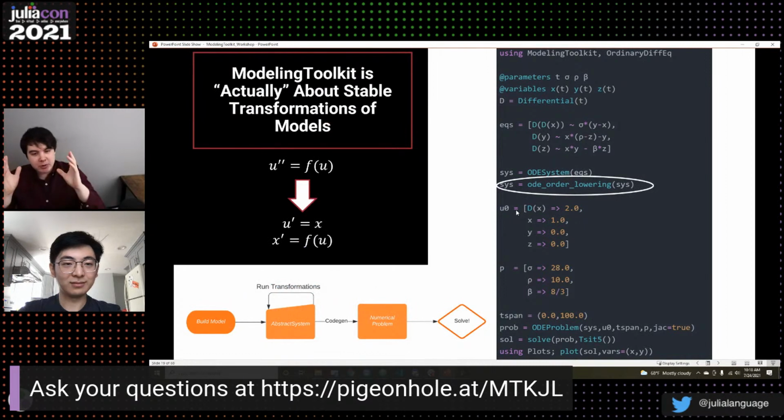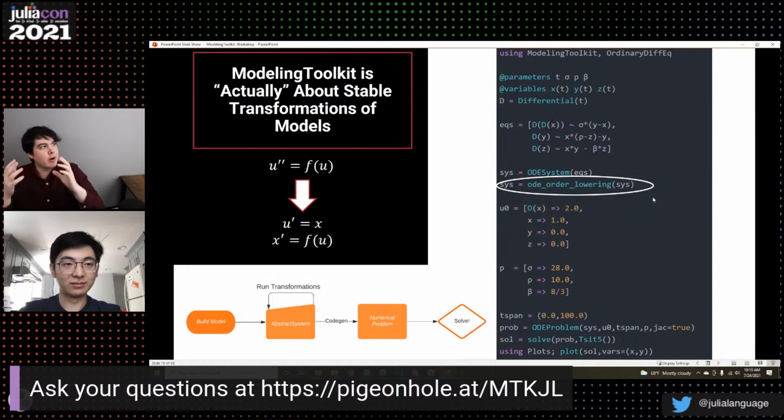And so what it's really doing under the hood, right, is it says, well, one way to be able to solve a second order ODE is to define a variable that is the first derivative, and then the derivative of the first derivative is your second derivative, right? And so it will do this transformation to build you a new system, and this is the system that you actually solve. And so this is like the key idea behind Modeling Toolkit.